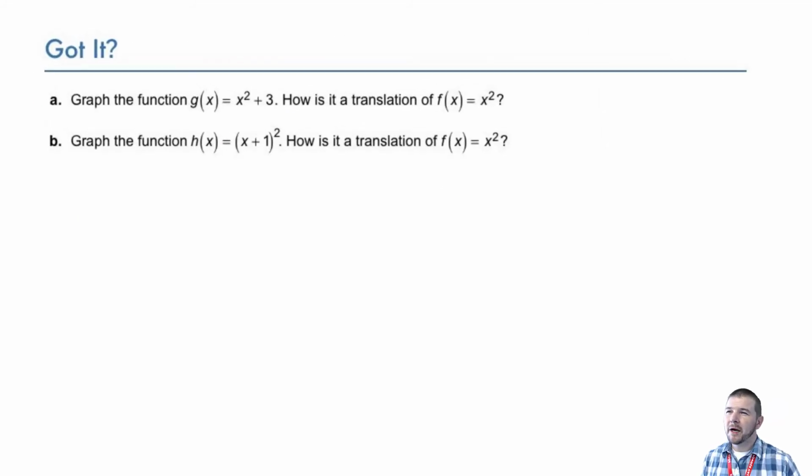Your turn. Part A. Graph the function g of x equals x squared plus 3. How is it a translation of f of x equals x squared? And part B. Graph the function h of x equals the quantity x plus 1 squared. How is it a translation of f of x equals x squared?